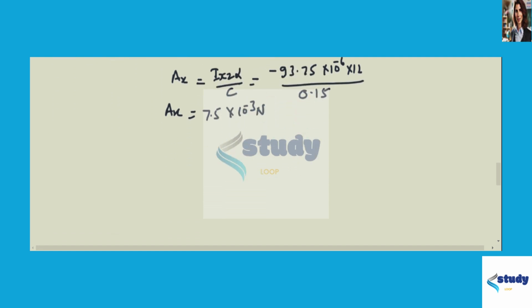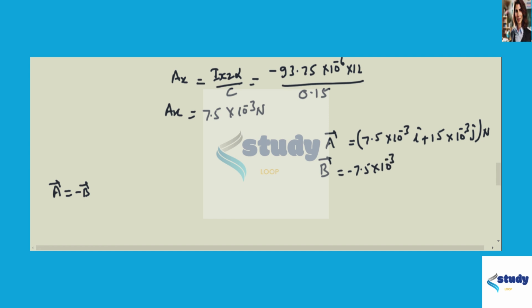So the dynamic reactions at A and B are equal and opposite. The dynamic reaction at A we can write as 7.5 into 10 to the power minus 3 i cap plus 15 into 10 to the power minus 3 j cap Newton, and at B it will be minus 7.5 10 to the power minus 3 i cap minus 15 into 10 to the power minus 3 j cap Newton. That's all for it. Thanks for watching it.